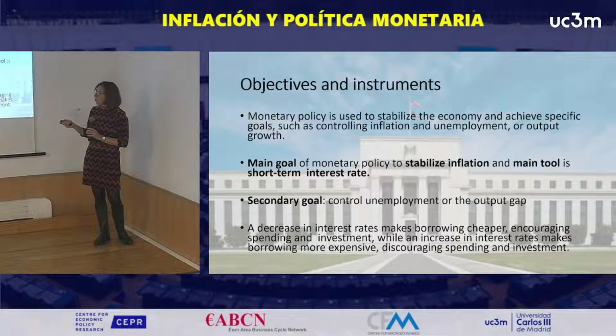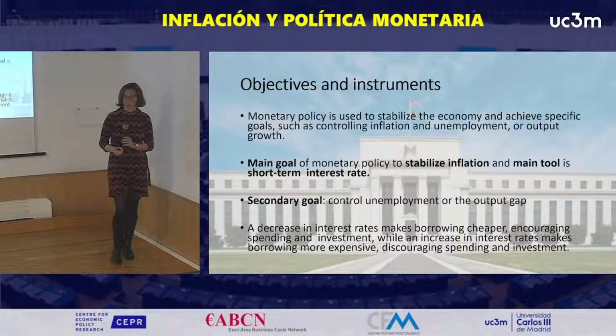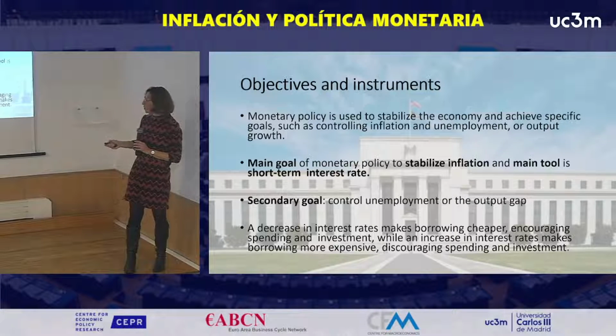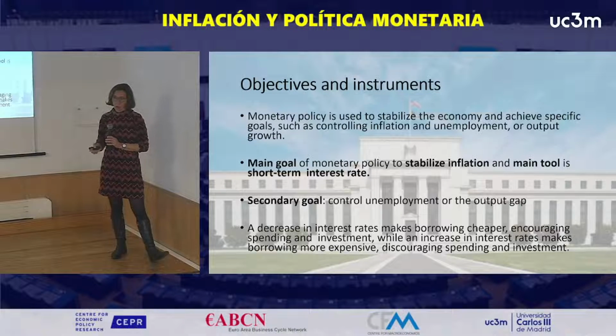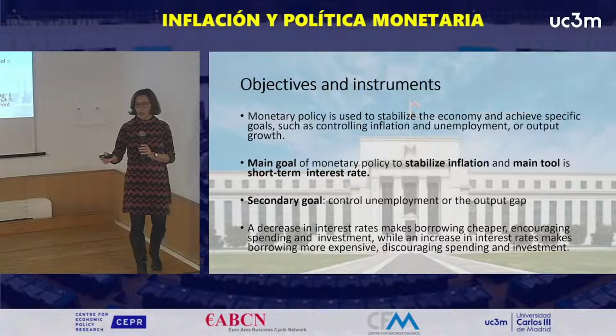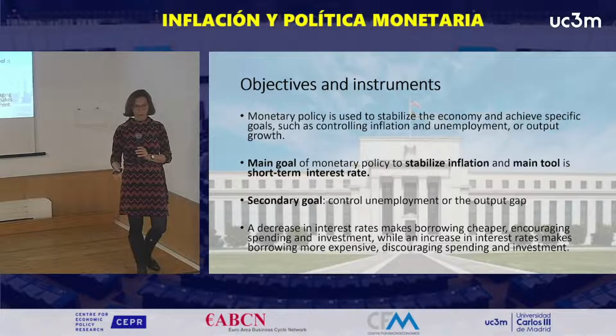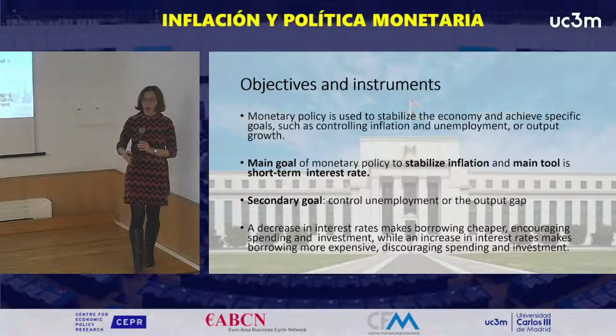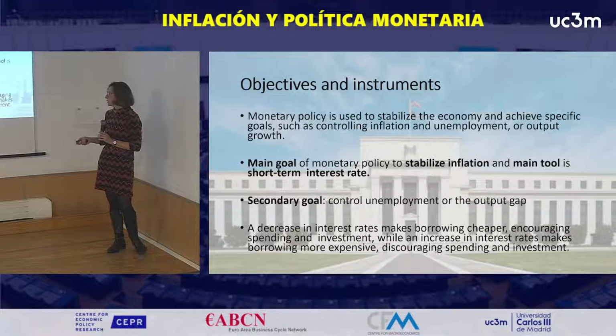So the main goal of monetary policy is to stabilize inflation, and the main tool is going to be the short-term interest rate. The secondary goal is probably to control unemployment or the output gap. So sometimes you have probably heard people talking about two pillars of monetary policy. The first pillar is inflation stability. The second is going to be output gap stability. And I will explain what this is.